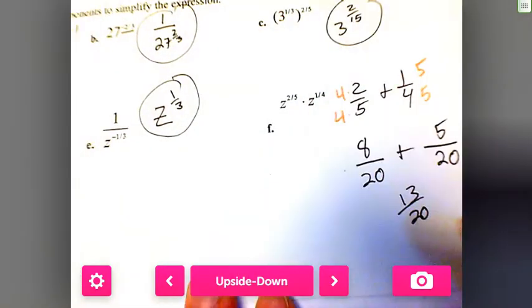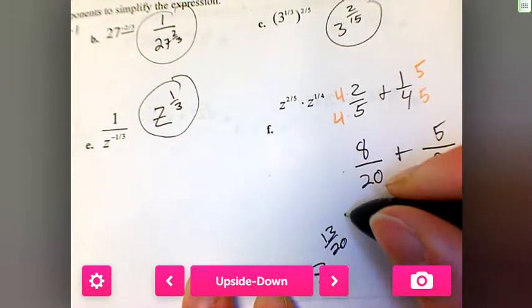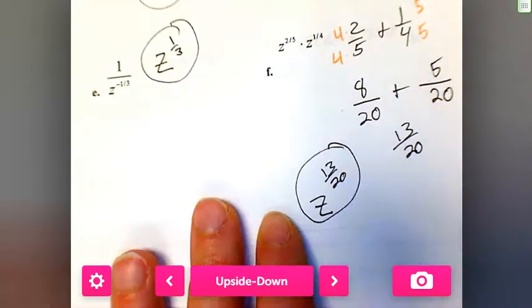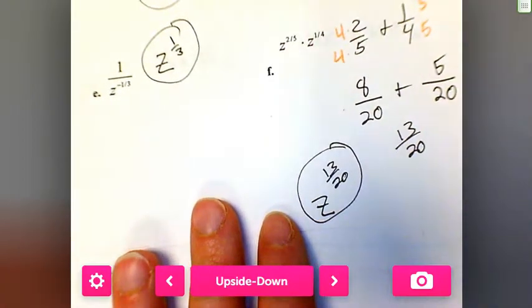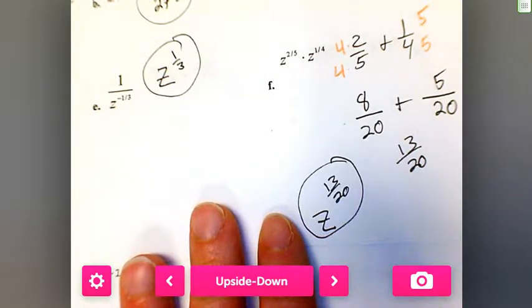Make sure you put the final answer as z to the 13 over 20. Okay? You don't want to just give 13 over 20 because you will not get full credit. Okay. Anybody have any more questions about those? No. All right, let's turn it over.